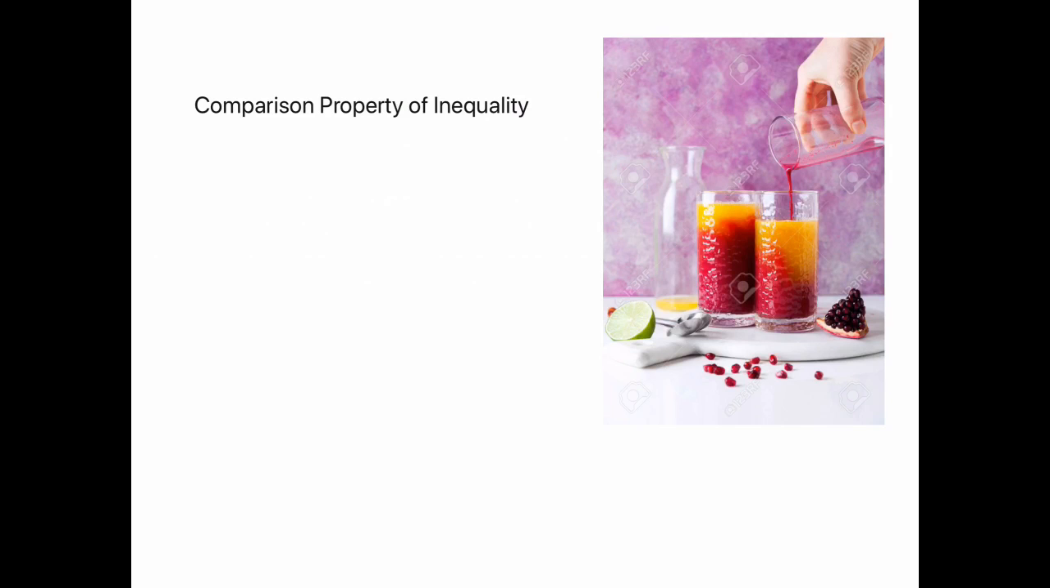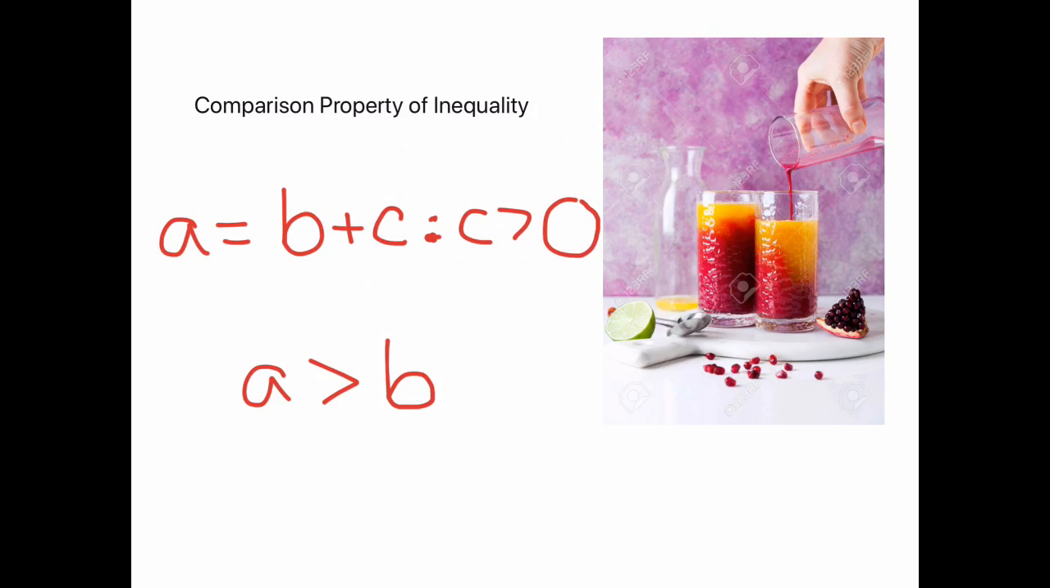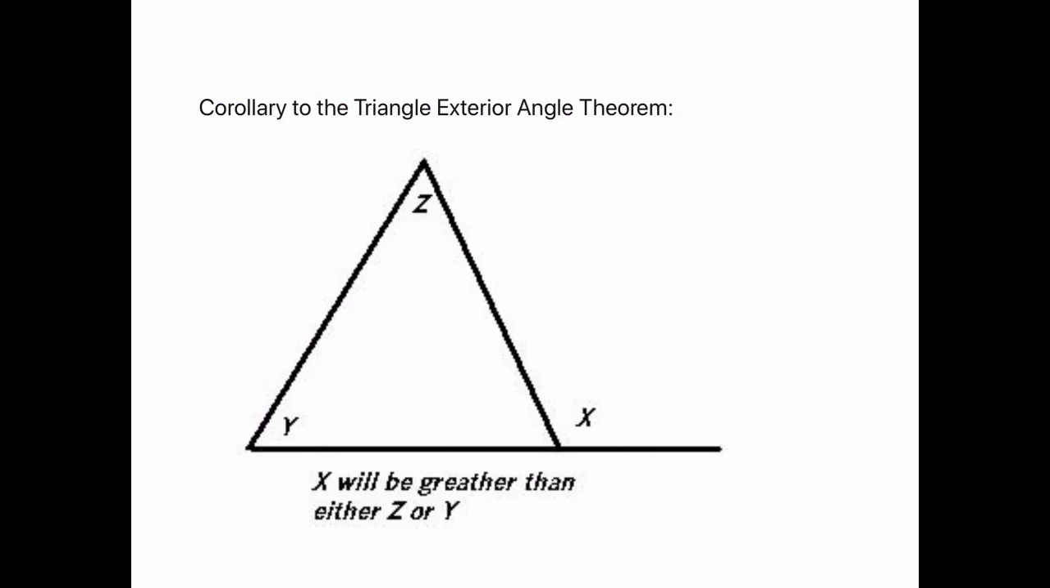We'll begin with the comparison property of inequality. Your textbook gives you this great example. It says when you empty a container of juice into two glasses, it's difficult sometimes to be sure that the glasses get equal amounts. However, you can be sure that each glass holds less than the original amount in the container. And this is a simple application of the comparison property of inequality, which we've written down here. If A equals B plus C and C is greater than 0, then A, the original amount, has to be greater than B. And we're going to use that in the corollary to the triangle exterior angle theorem.